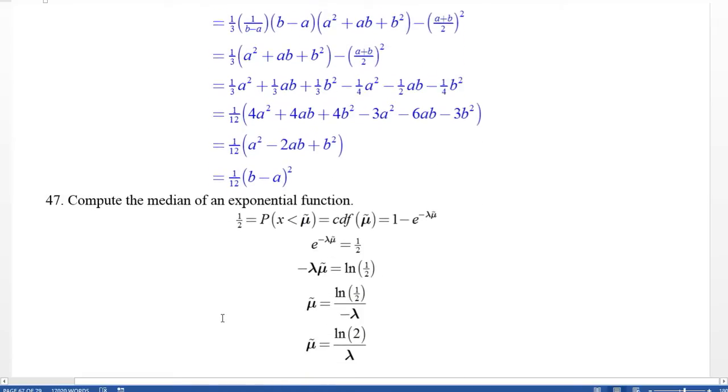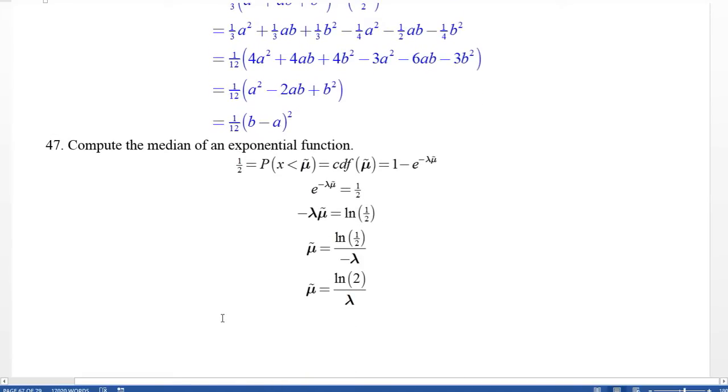Now how about the median? What does that mean? Well, the median of a distribution is an x value so that the probability to the left is 1/2. It's a different way of saying where the middle of that distribution is.